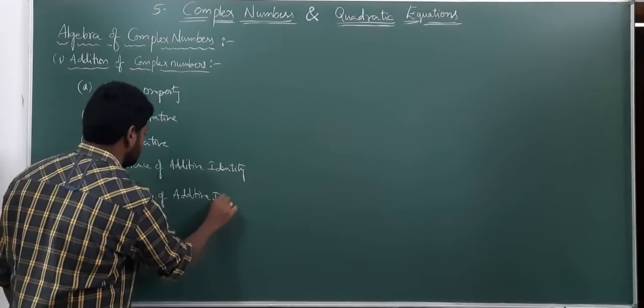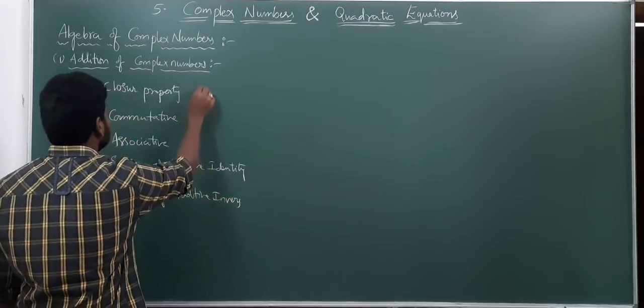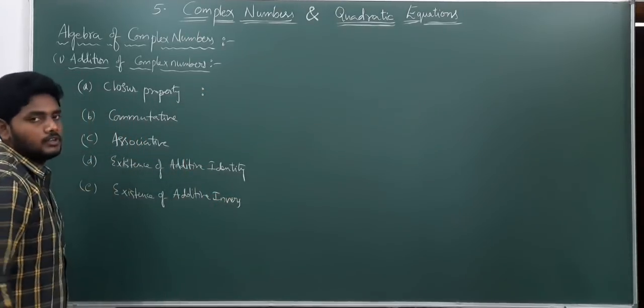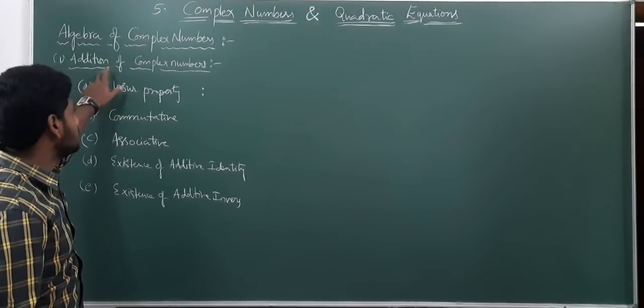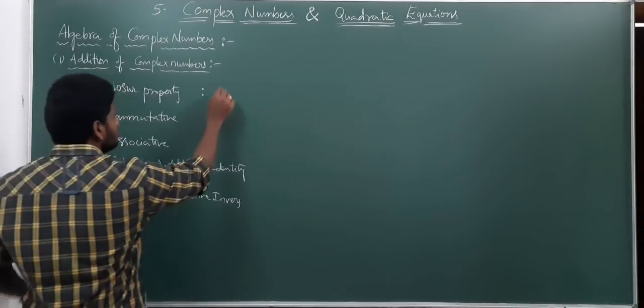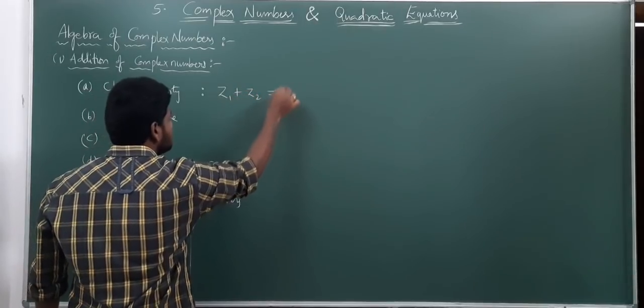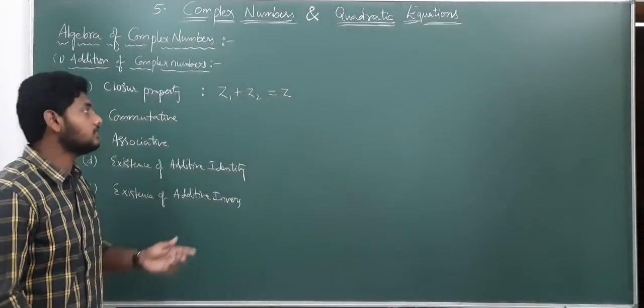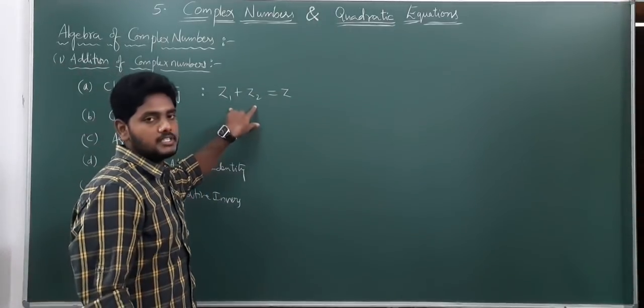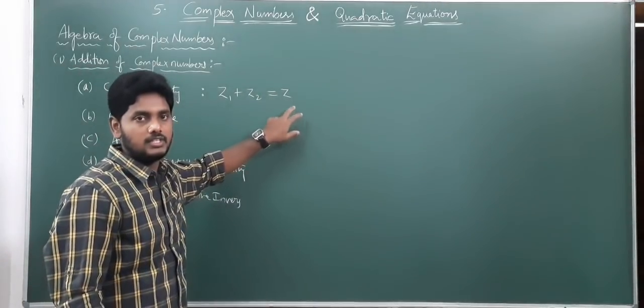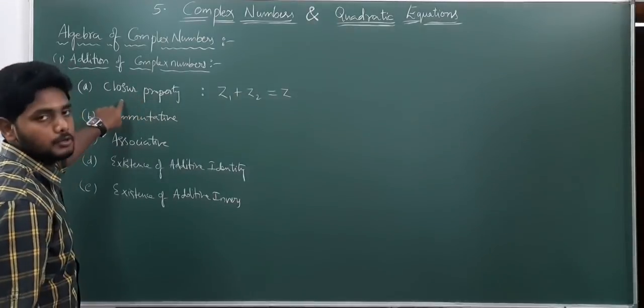Additive inverse. See, first we will discuss the closure property. Closure property means here we are discussing addition, right? In addition, if we take Z1 plus Z2, which also gives Z, right? So previously we have done this. If we add two complex numbers, again we will get a complex number only. That means it satisfies the closure property.